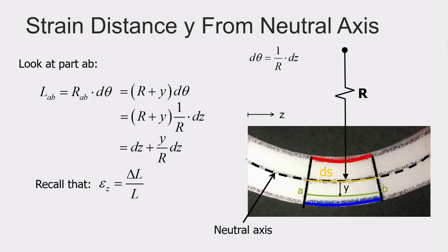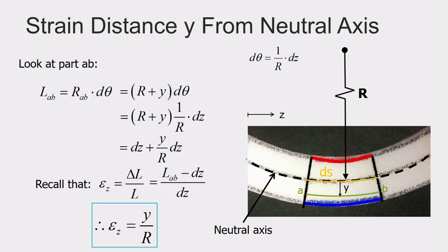Since we want to know the strain, we have to recall that the strain is a change in length divided by the original length. This we can rewrite since the change in length is the length of AB minus dz, and the original length is dz. So filling in the expression for the length of AB, we find that the strain is given by y, the distance from the neutral line, which includes the sign, divided by r, the radius with which the neutral line is arched. Hence, the strain is linearly proportional to the distance from the neutral axis.